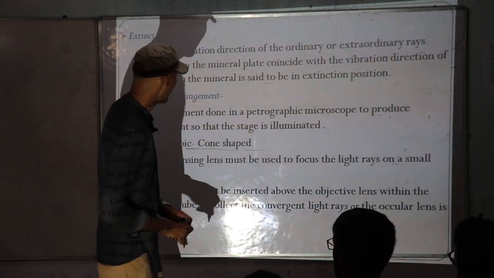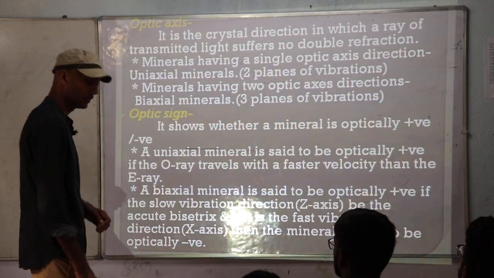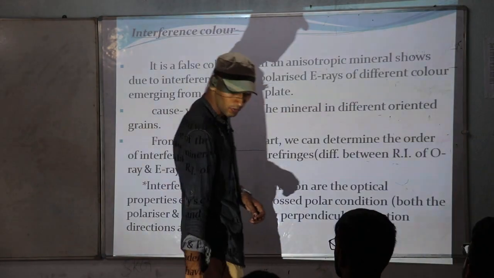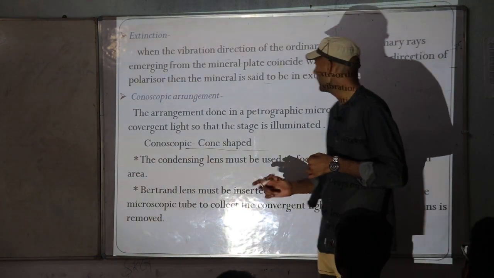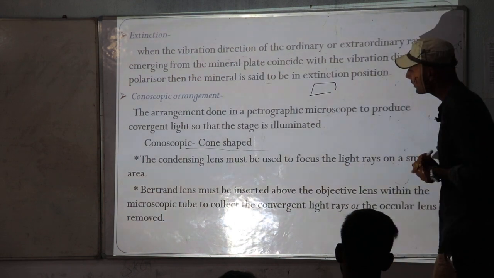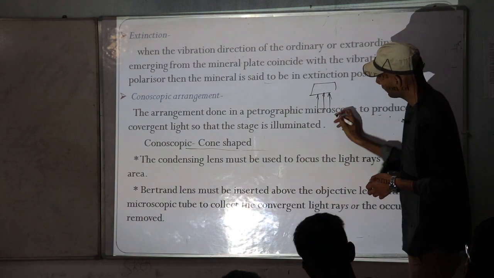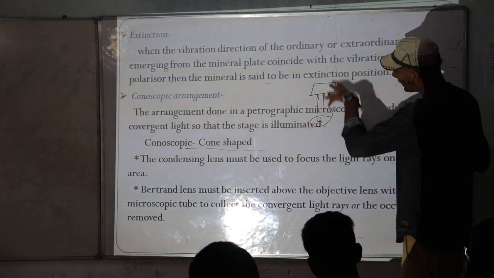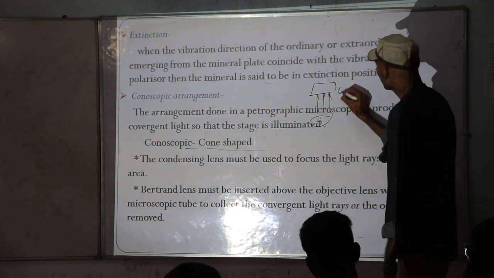Then talking about the arrangement of the mineral, there are two arrangements: one is orthoscopic and the other is conoscopic. So what is the orthoscopic arrangement? See here, this is the mineral stage, and here is the source. If light rays from the source migrate perpendicular to the stage, or perpendicular to the mineral, that is your orthoscopic arrangement.